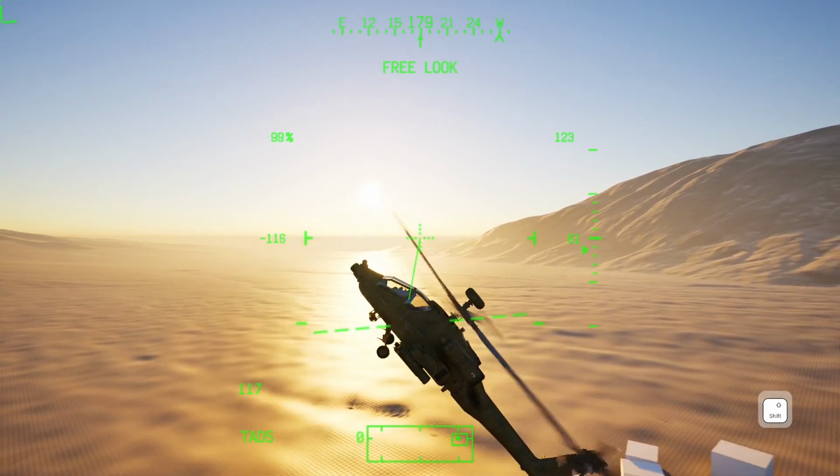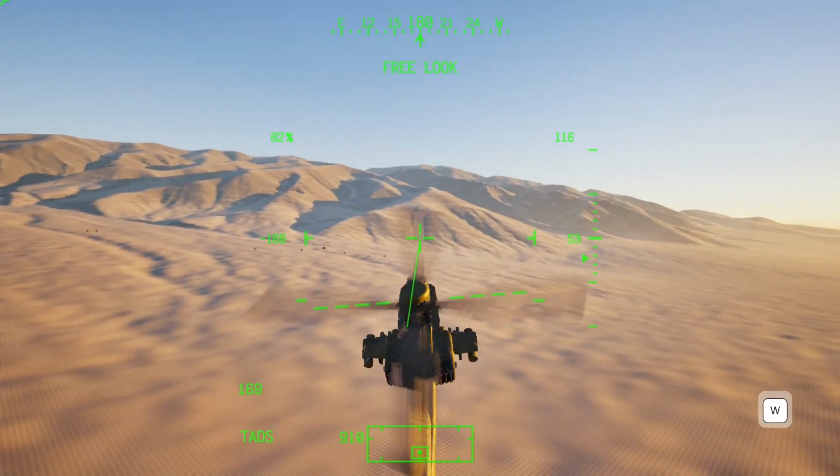This is a good moment to explain other HUD symbols. I will start with this line. It is called the velocity vector line. It indicates direction and speed of helicopter movement relative to its forward direction. It has two scales, from 0 to 50 km per hour and from 50 km per hour up.